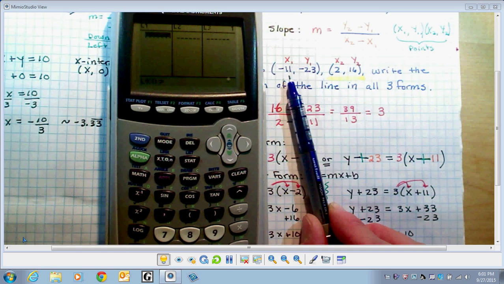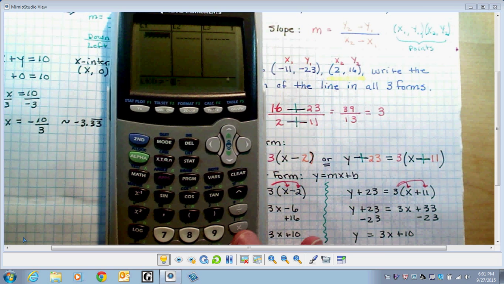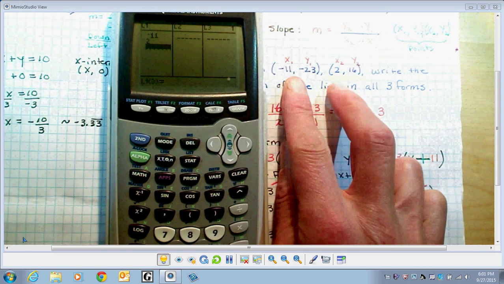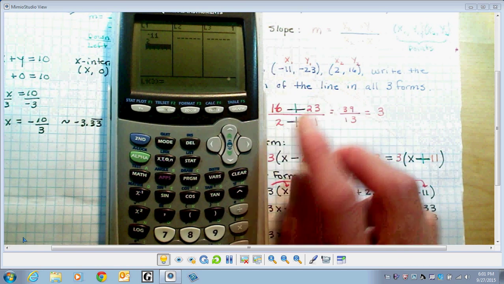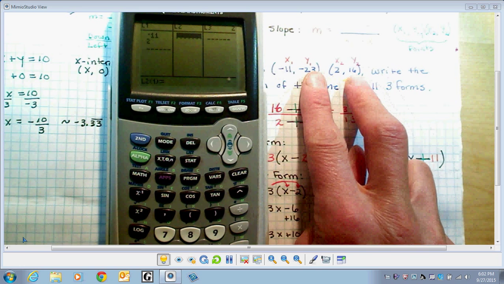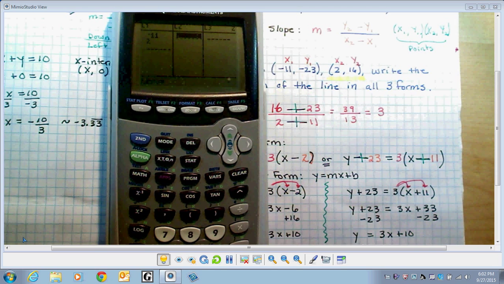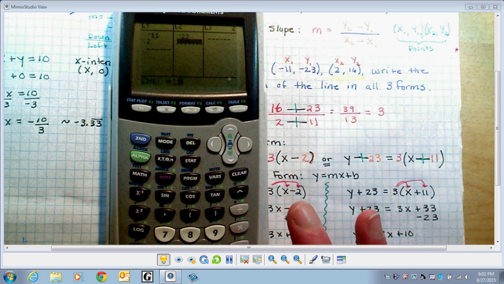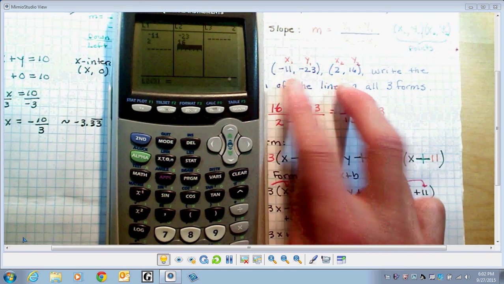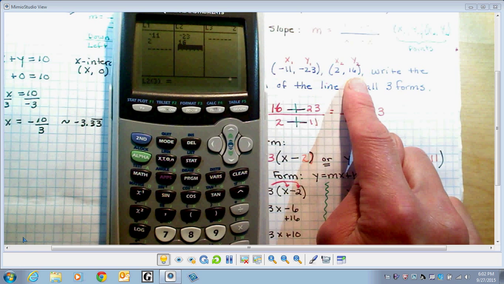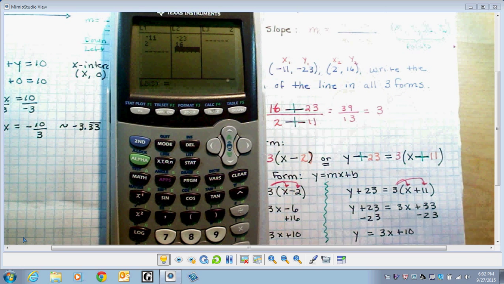So I'm first going to put in my x values. I'm going to put in -11, and then push enter, and then push 2, and then push enter. Those were my x1 and my x2 values. Then I'm going to go over to my y values. My first y value that goes with the -11, they have to go together, you can't mix it up, is -23, and my next one is 16. Now notice I have the coordinates -11, -23 and 2, 16. They have to be written as you would a coordinate.